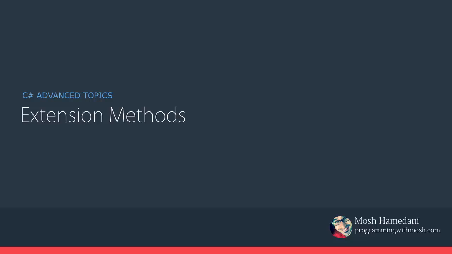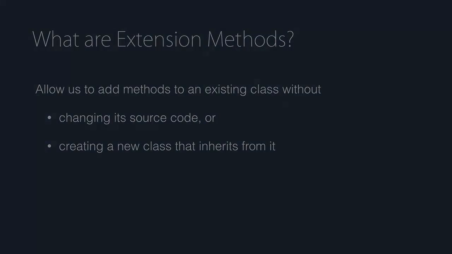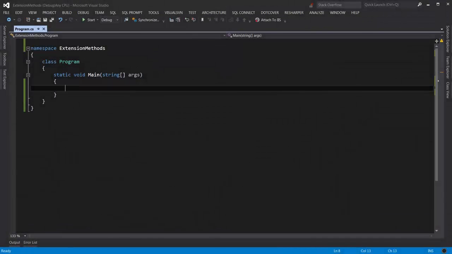Okay, extension methods. What are extension methods? Extension methods provide us the ability to add methods to an existing class without changing its source code or creating a new type that inherits from that. Let me show you an example here. Think of the string class.